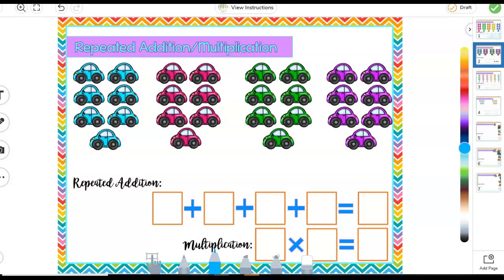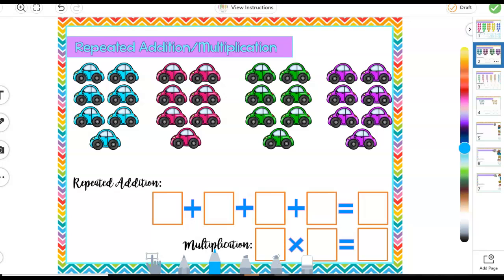Cars. Okay, on your mat, I want you to write the repeated addition and the multiplication sentence that you see represented by these groups of cars. Count by 2s. Why would we count by 2s? You see groups of 2?